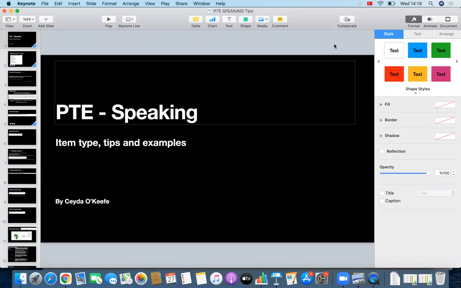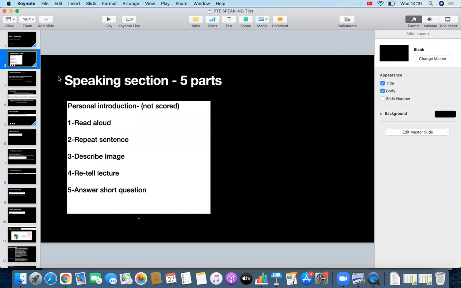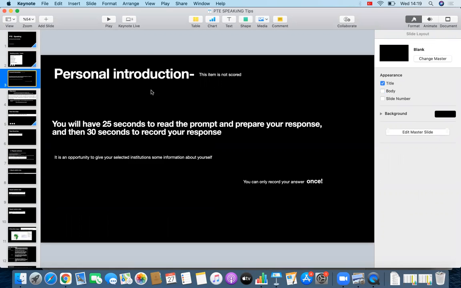I am here to give you some information about the PTE speaking section. There are 5 parts in this exam. First one is read aloud, second repeat sentence, third describe image, fourth retell a lecture, and fifth answer a short question. The exam starts with a little personal introduction, and this exam item is not scored. You have to give your response in 30 seconds.